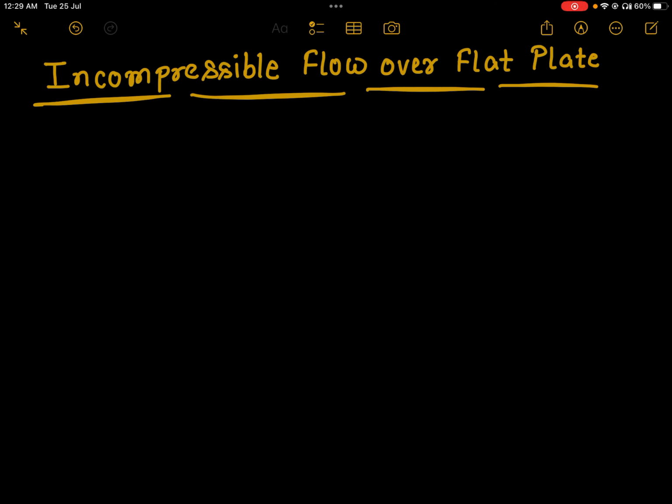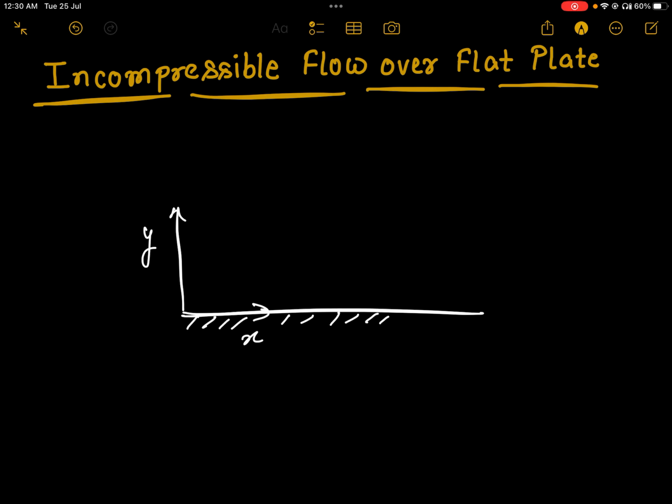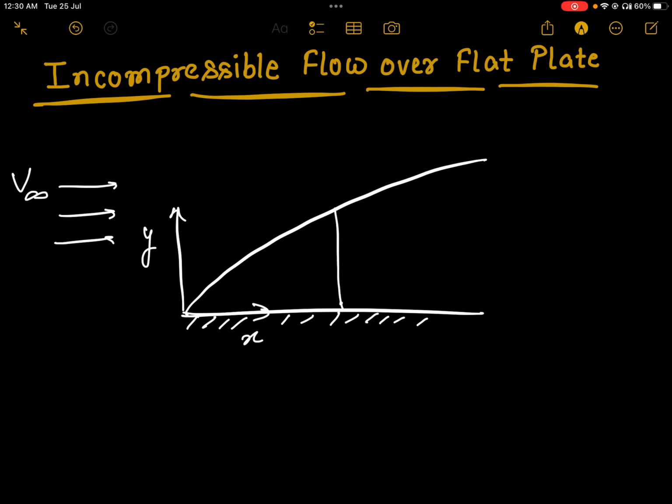In this session, we will try to understand the incompressible flow over a flat plate. So let's say we have a flat plate, and this is the x-axis, this is the y-axis. Over the flat plate, let's say we have a velocity V infinity coming from this direction, that is the free stream velocity, and the boundary layer formation is something like this, and this is the velocity profile inside the boundary layer.